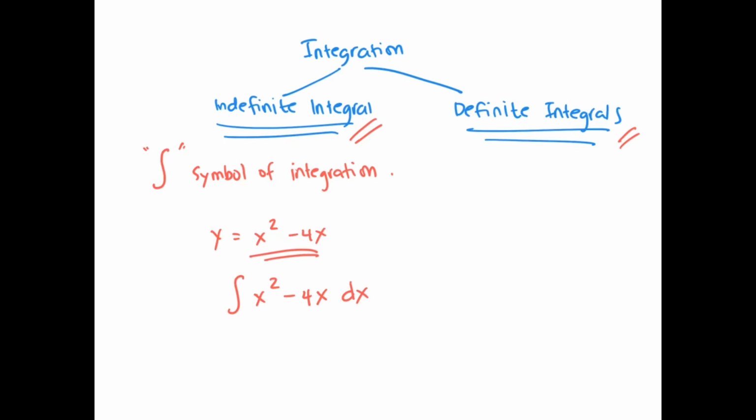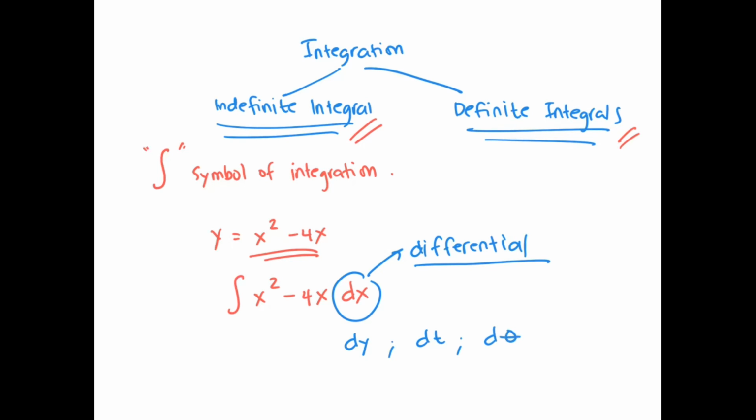dx right here is what we call a differential. A differential basically tells us what is the variable that is involved in the integration process. So sometimes it could be dy, it could be dt if the variable is time, it could also be d theta if the variable is angle, and so on and so forth.